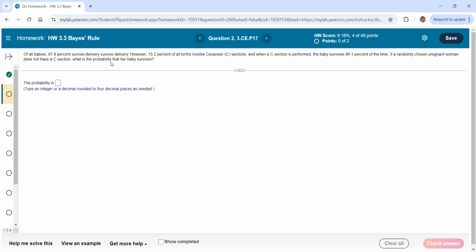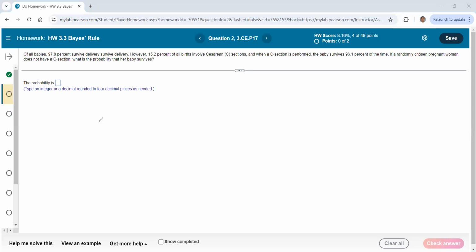Of all babies, 97.8% survive delivery. I think there's an error here. I mean, survive delivery. I think that's a repetition. However, 15.2% of all births involve cesarean C-sections. And when C-section is performed, the baby survives 96.1% of the time. If a randomly chosen pregnant woman does not have a C-section, what is the probability that her baby survives?